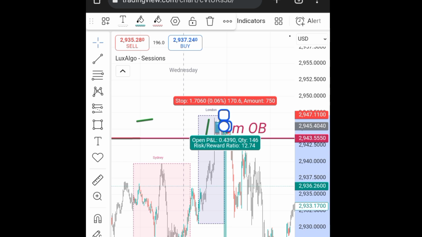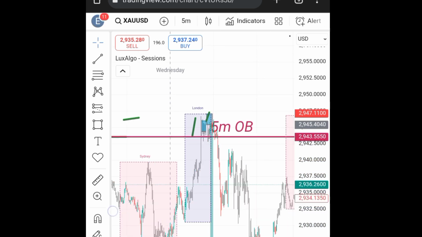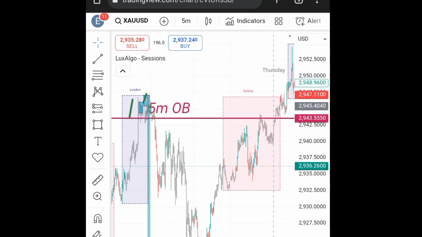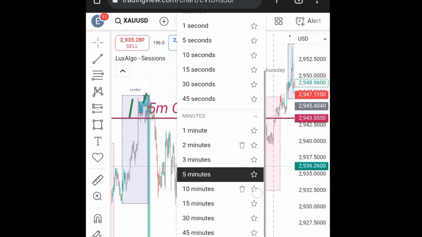I'm not a fan of 1:3. I keep saying it because you're going to encounter many losses as well. So let us go to another day and see what we can see.